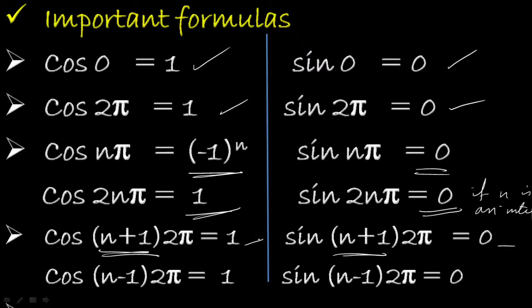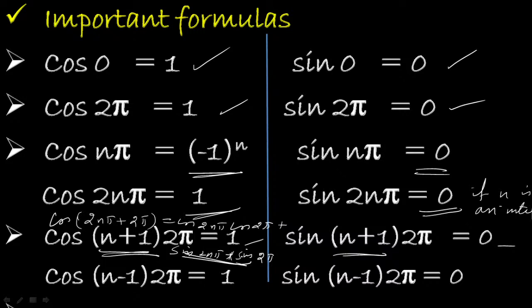I think now you ask the question how this will come, because this is of the form cos(a+b), right? If you take 2π inside, you have 2nπ plus 2π. This is of the form cos(a+b). cos(a+b) is nothing but cos a cos b minus sin a sin b product, okay. So you know sin 2nπ, sin 2π, these are 0, whereas cos 2nπ and cos 2π is 1, so 1 product 1, 1.